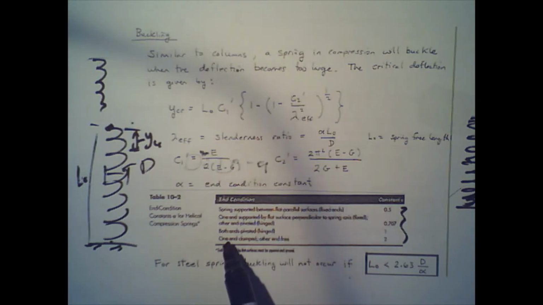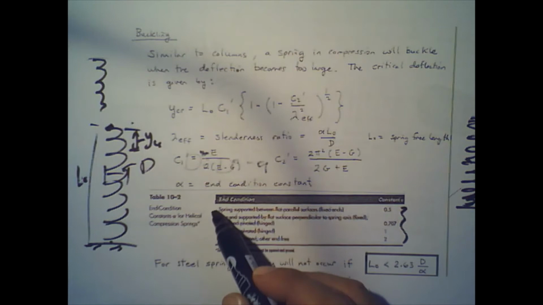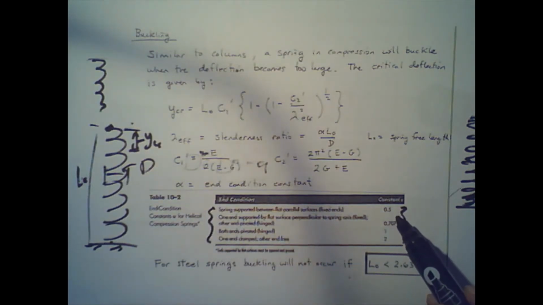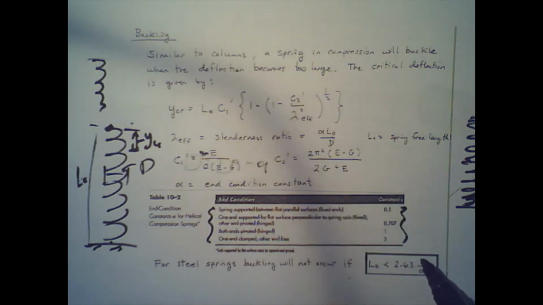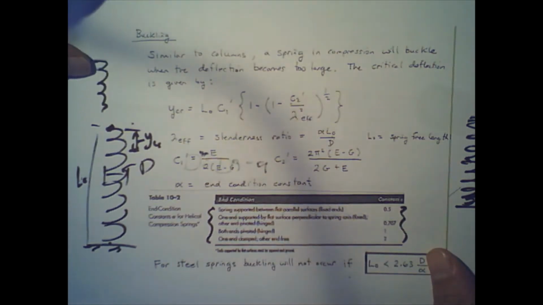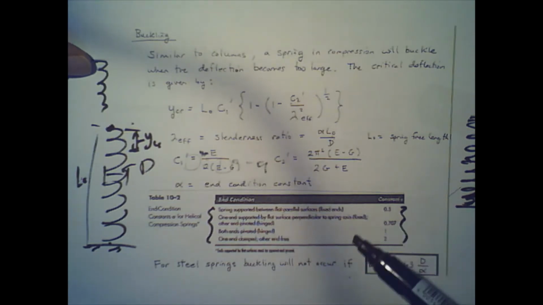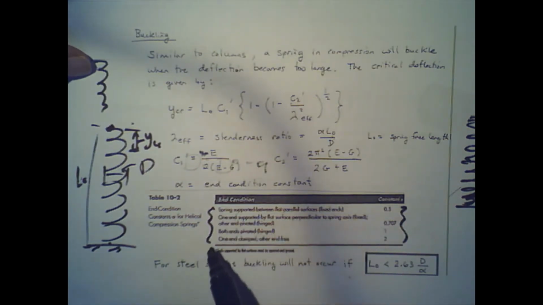Based on the mounting situation of the spring, you are going to update the value alpha, and alpha is embedded into this equation when you are ensuring that the spring will never buckle. Alpha also goes into the slenderness ratio, and into this global equation that makes sure that the spring will never buckle. So this is it for the buckling of springs. Check these tables again for the different mounting conditions of springs.